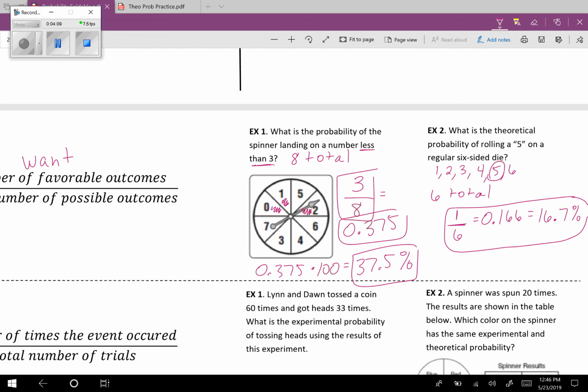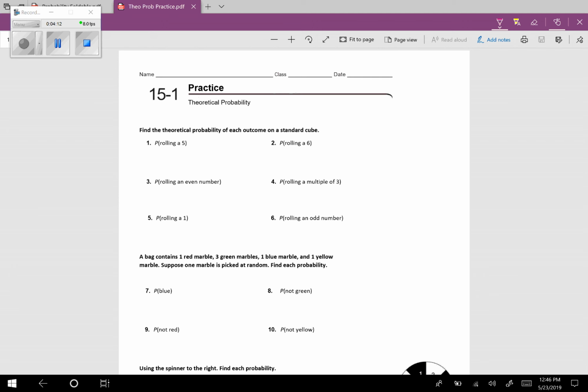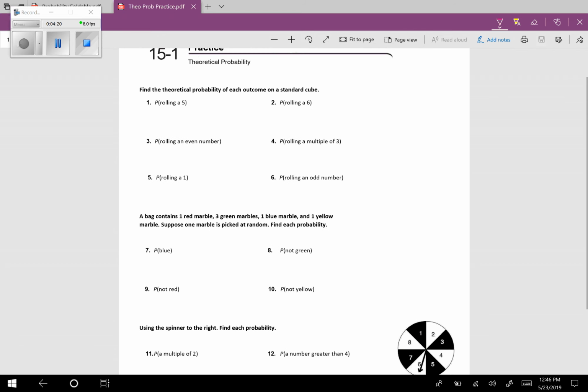So now we'll go over here. We'll look at the practice. On these ones, one I'll look at with you is number 8 here. It says a bag contains 1 red marble, 3 green marbles, 1 blue marble, and 1 yellow marble. Suppose 1 marble is picked at random. Find each probability. Okay, well, we need to do the one that's not green.